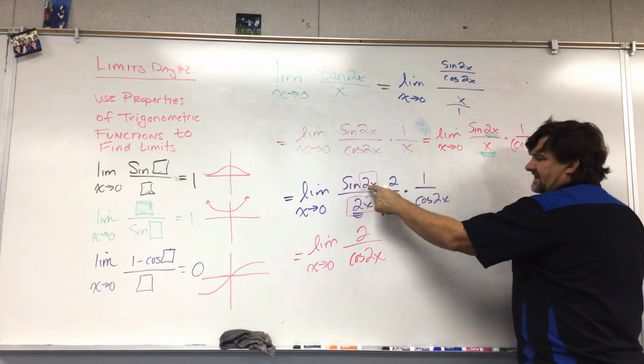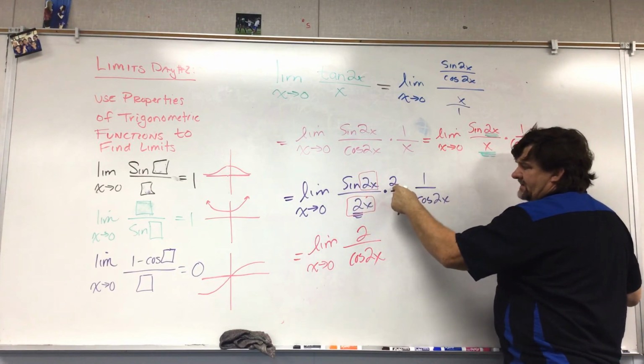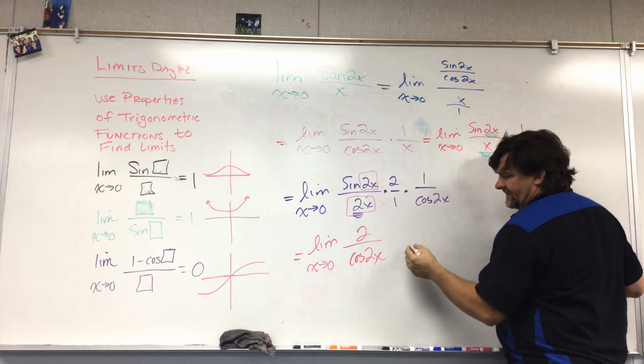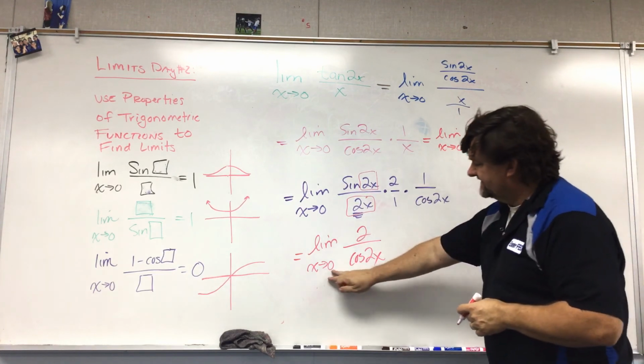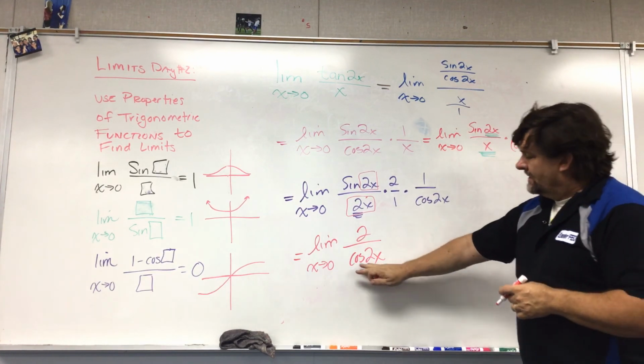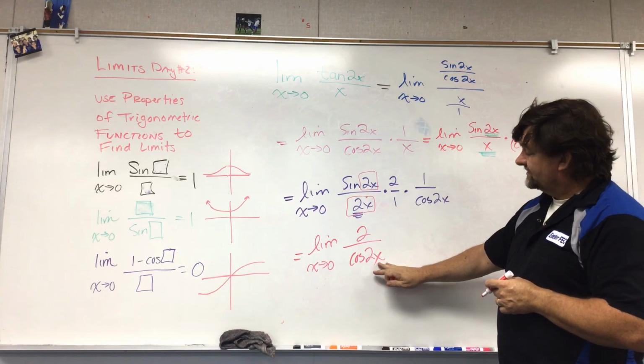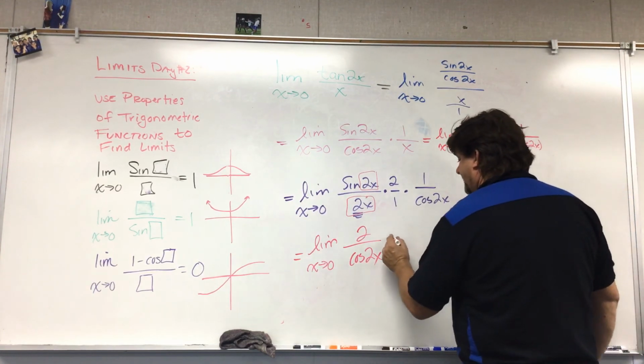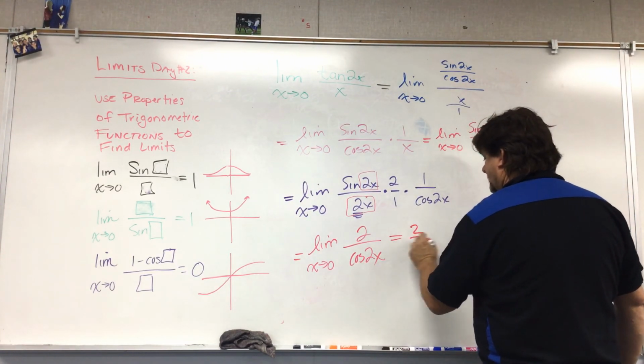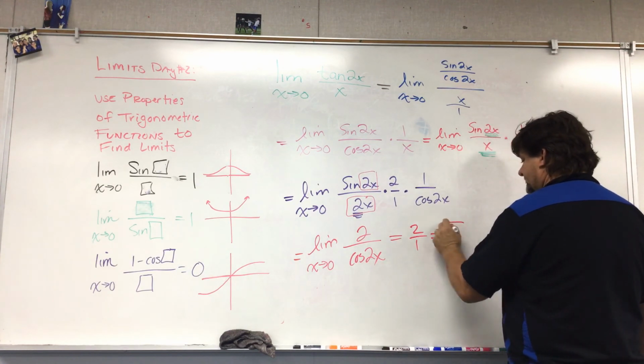So it's sine of 2x over 2x, this becomes 1. This 2 can multiply up there, so now I'm left with this. If I plug in 0 here, the cosine of 0 is 1, so therefore the limit is 2 over 1, which means it is 2.